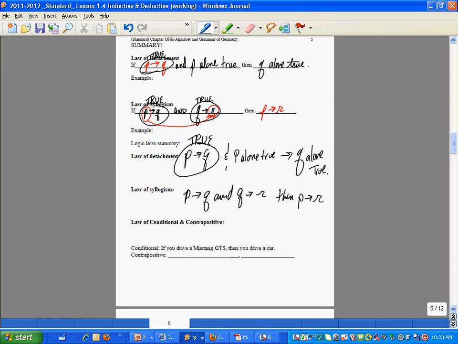Okay, when you're done with this, I'd like you to skip page 6 and go to page 7.